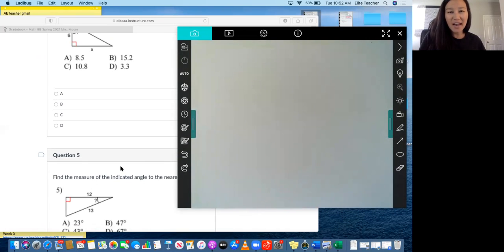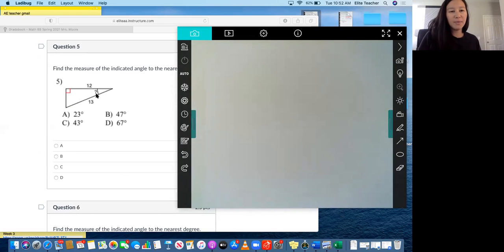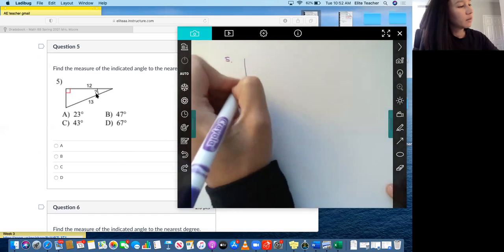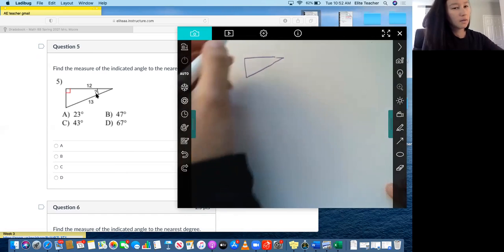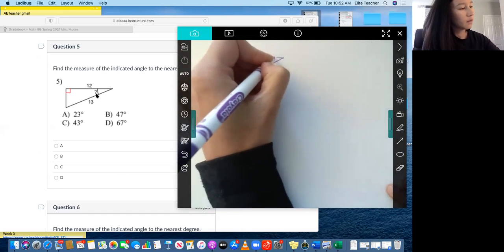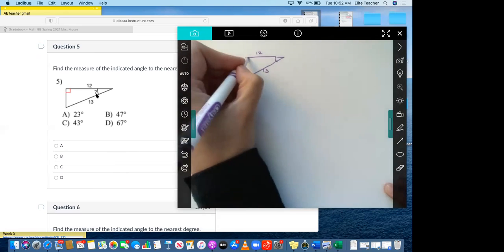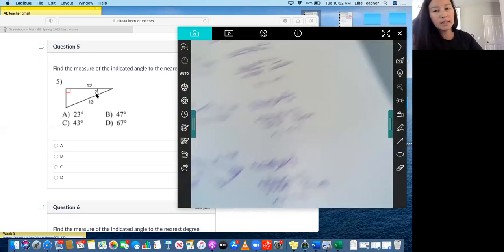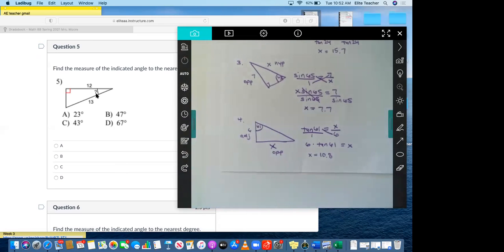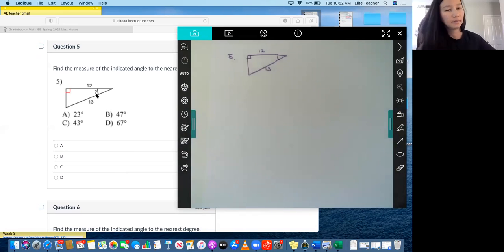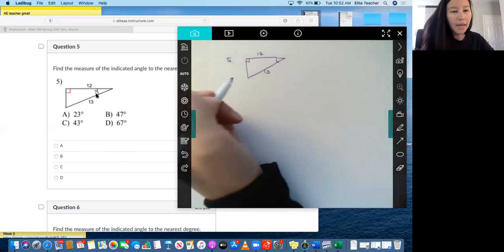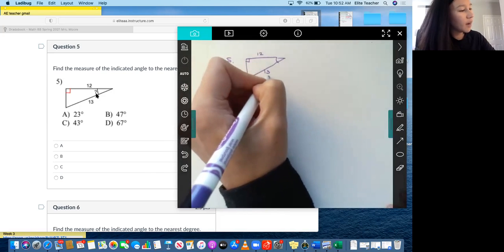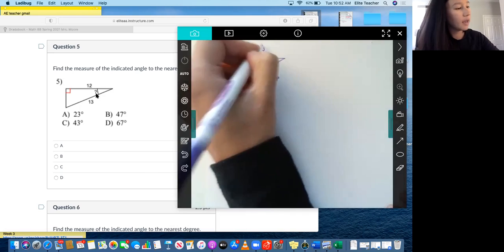Now 5, 6, 7, and 8 are what we did today. So now we're trying to find the missing angles. Wait, what was number 4? Number 4 was 10.8. Oh, okay. Okay, so number 5, we have our hypotenuse and we have our adjacent side.